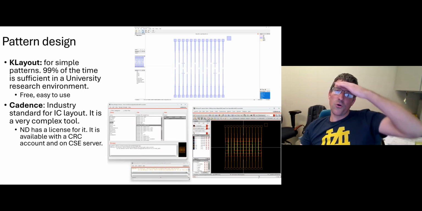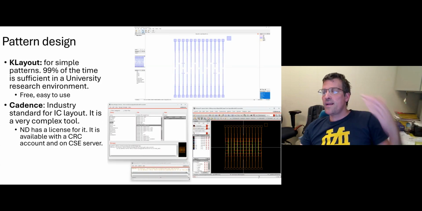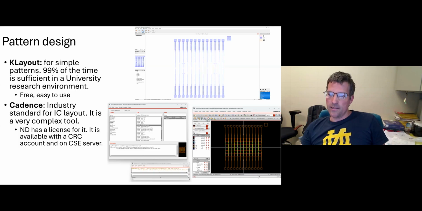Now, the first thing is to create your pattern. There isn't really any important part on this one. There is the KLayout software, which is free and easy to use. You can go online and download it onto your computer.